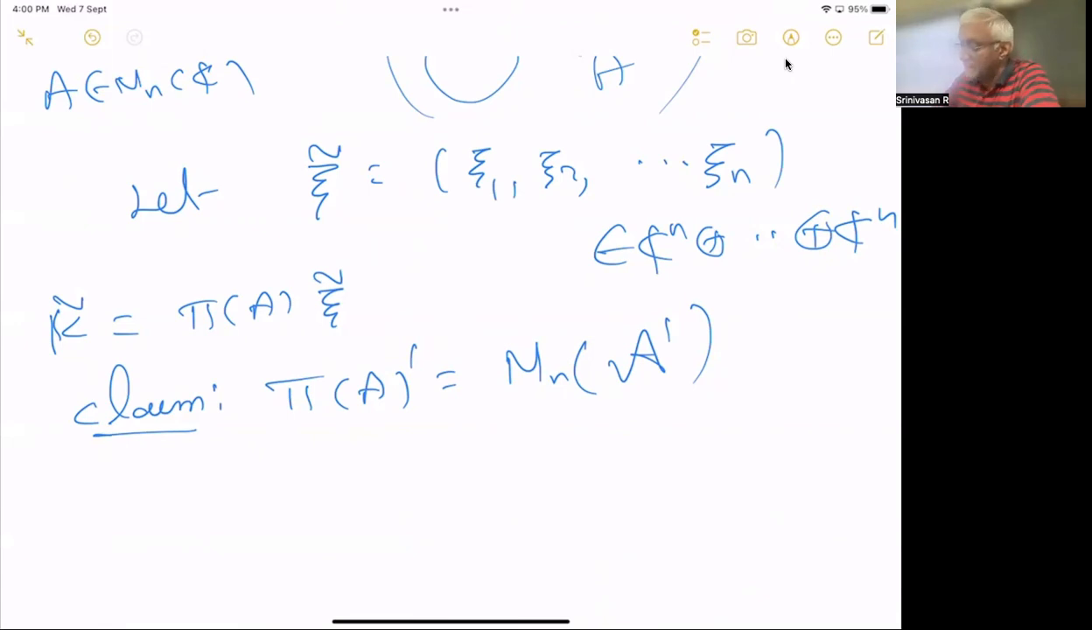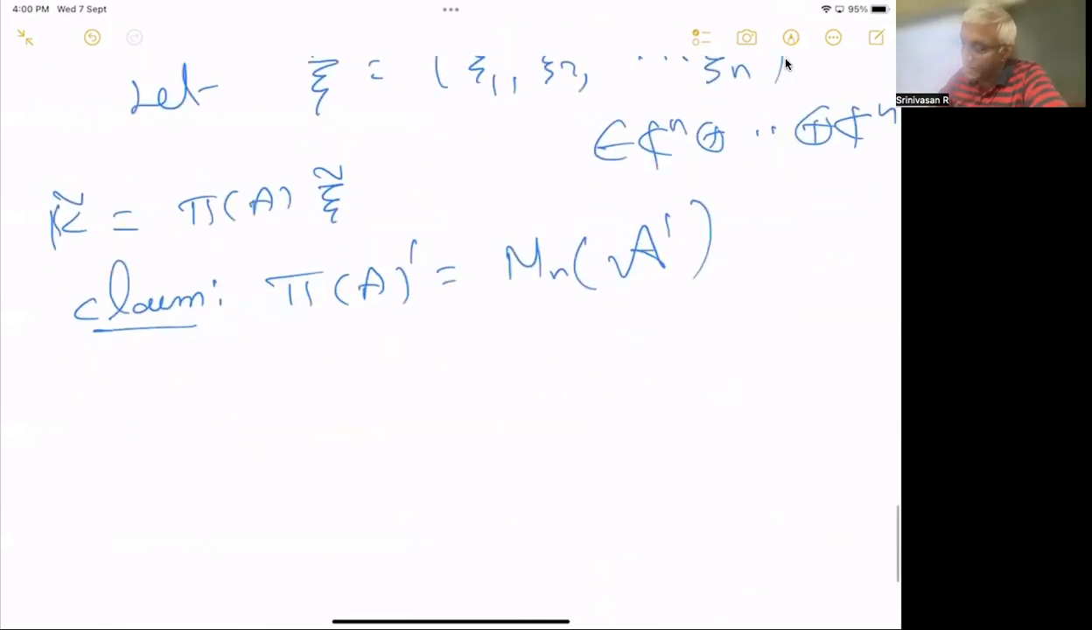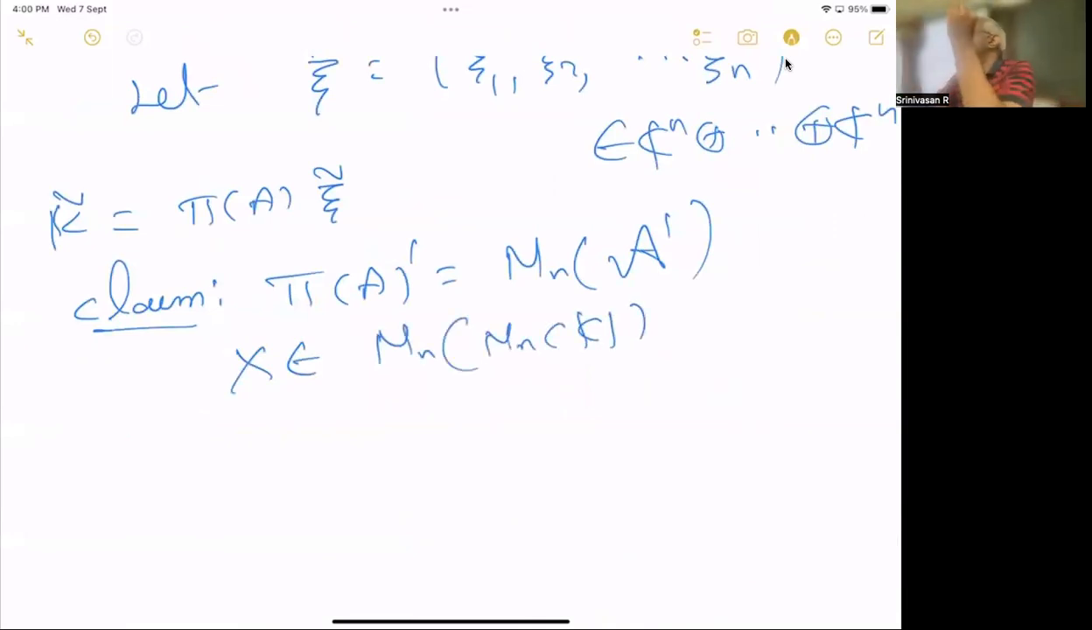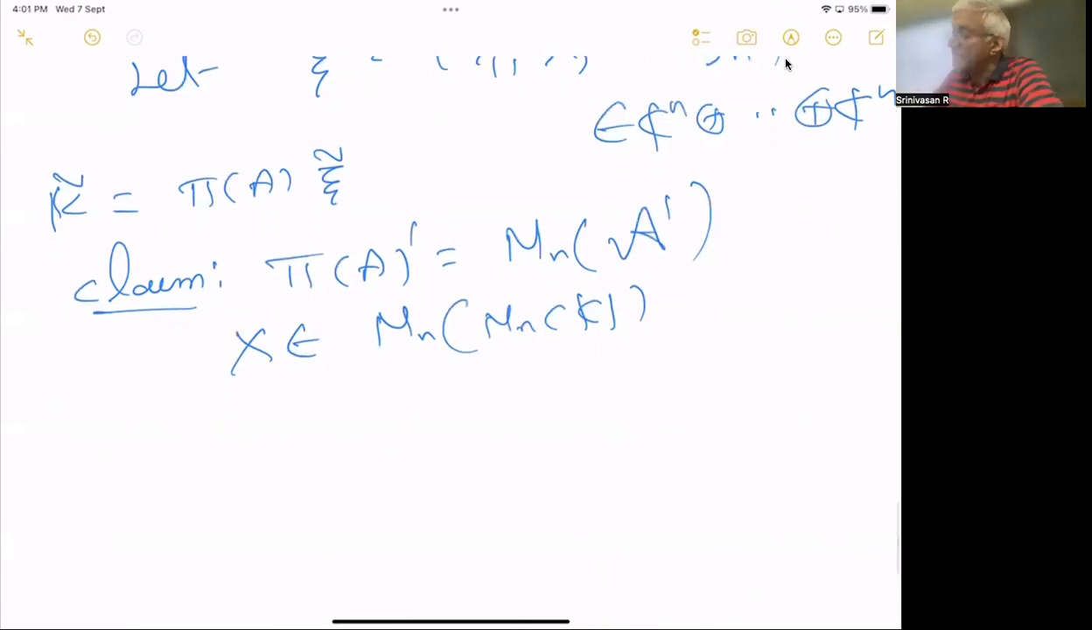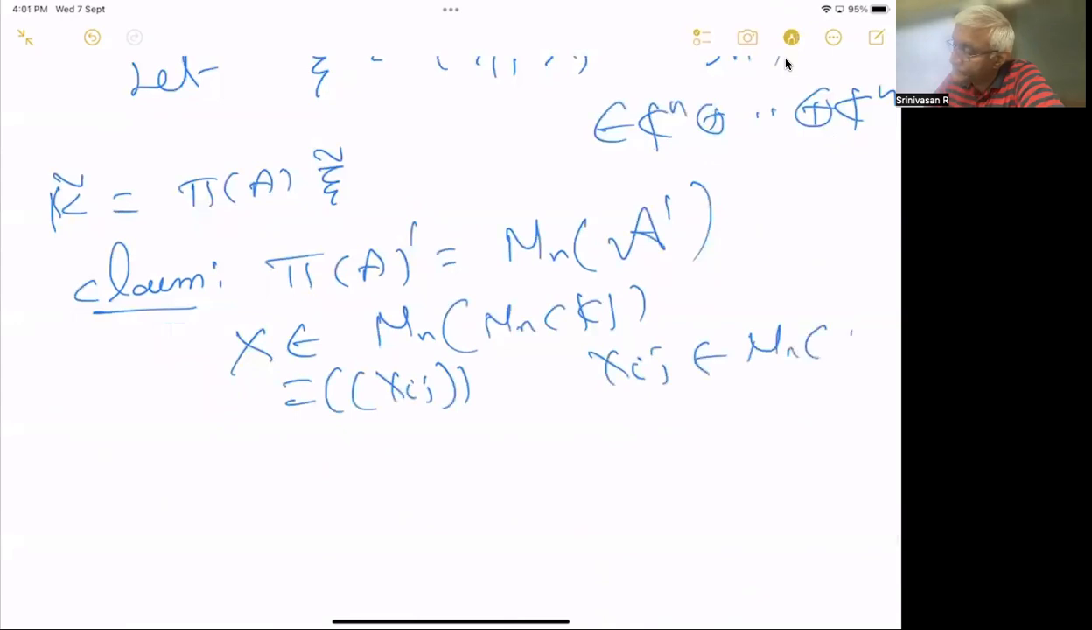We will do the computation and see that the commutant of pi of A is Mn with entries coming from A commutant. What does it mean? Suppose X is in Mn of Mn(C), by which I mean an n by n matrix with entries in Mn(C), so n squared entries each of which is an n by n matrix. So X equals Xij, where each Xij is in Mn(C).